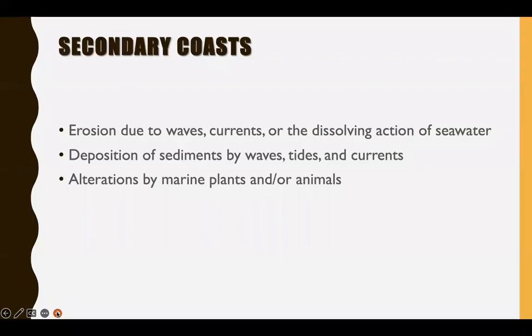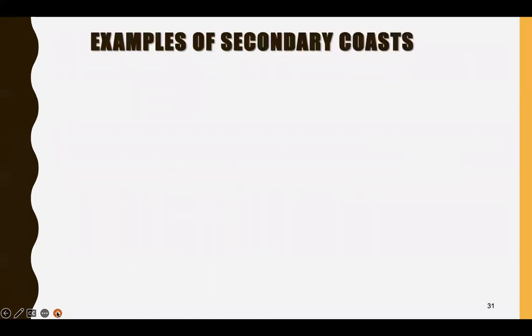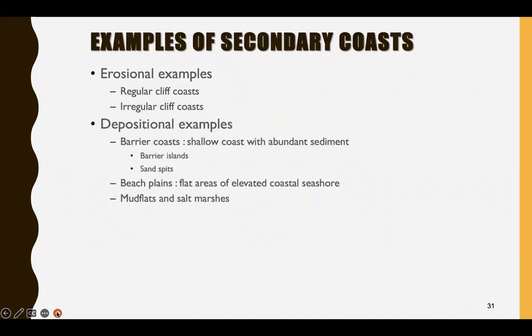Then we have the secondary coasts, which I talked about. Erosion with waves, deposition of sediments, and then the alterations by the little plants or animals, things that happen. Our secondary coast examples are regular cliffs or irregular cliffs. When the deposition is the barrier coast, so barrier islands or sand spits off the island of, what's the one? North of Santa Rosa. That sand spit changes about every 3 years.